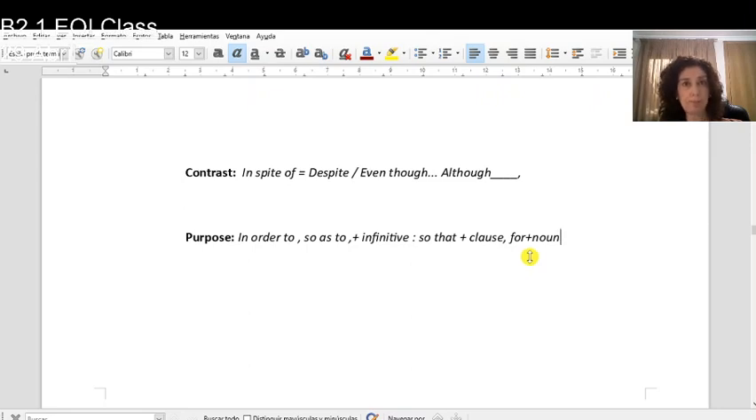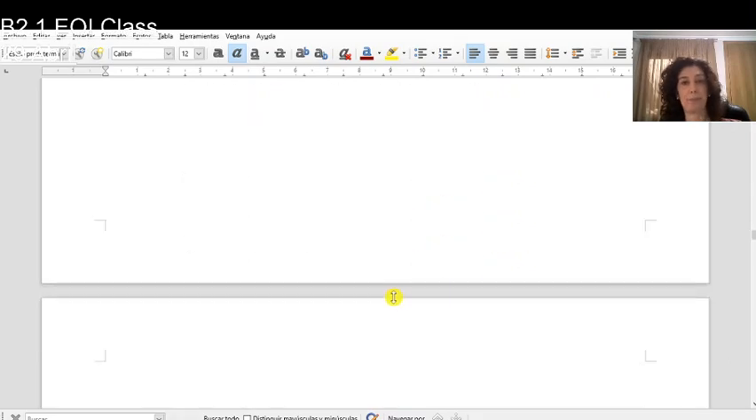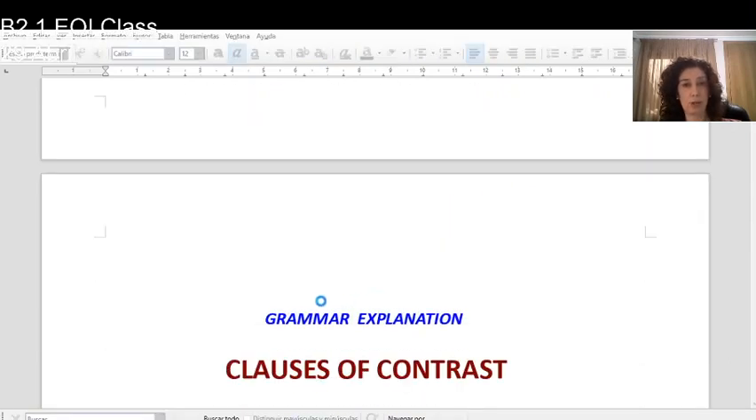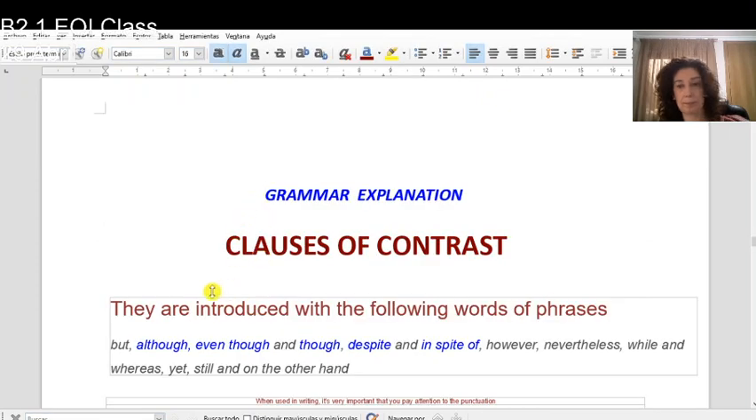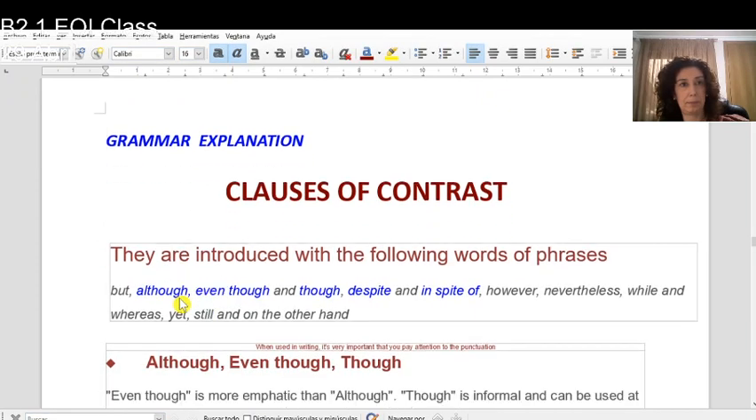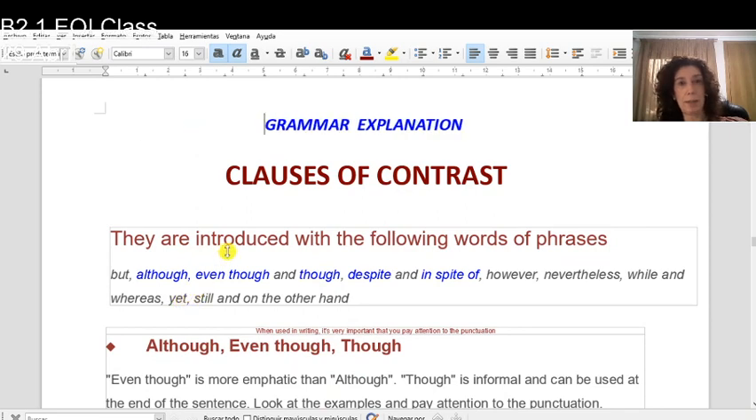Yeah? Then, now is time for my explanation. I took it from Cristina Cabal. And I send this by mail. Pues enviaré eso para que lo tengáis. Well, my explanation then. Clauses of contrast. They are introduced with the following words or phrases.